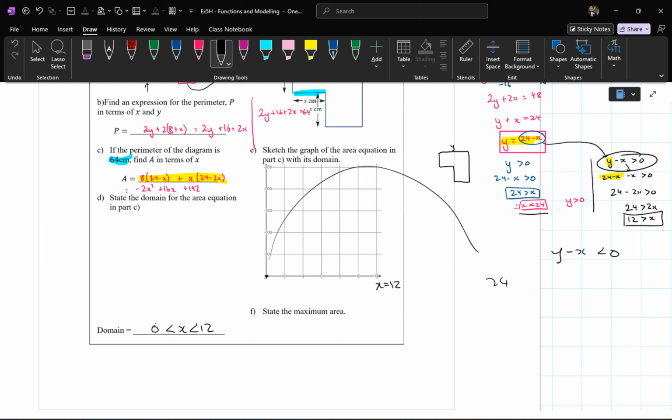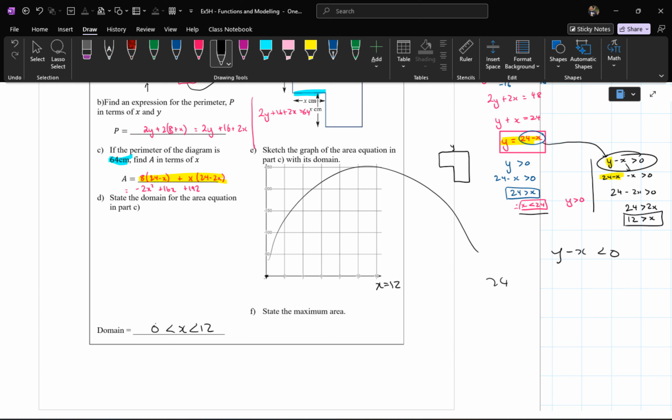So you then sketch the graph, find the maximum, but you've got a restriction of 0 to 12 as your domain, rather than 0 to 24. Okay, so that's it for the question. If you want to look at the solutions, just to pick up on the understanding there, have a look at the solutions that are in OneNote. So that's 5H at its most complicated type of question.